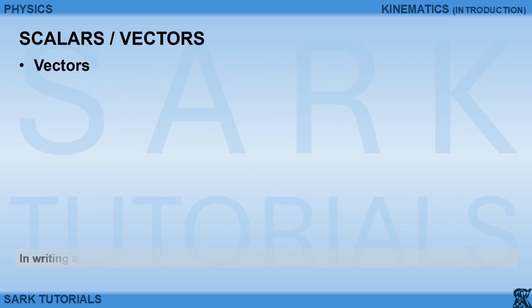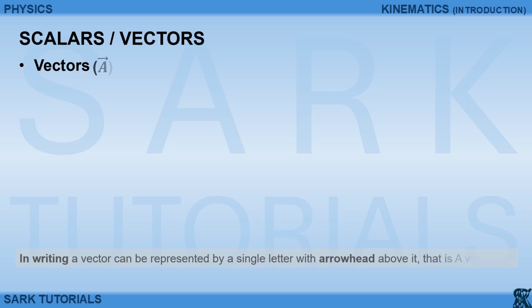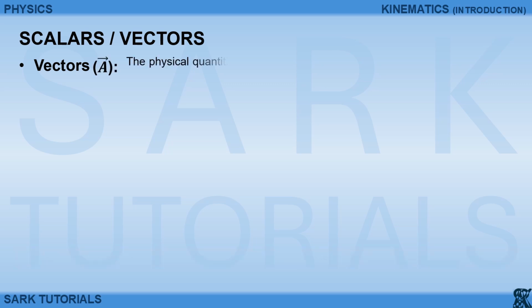Vectors. In writing, a vector can be represented by a single letter with an arrowhead above it, that is vector A. The physical quantities which have both a magnitude and a direction are called vectors.